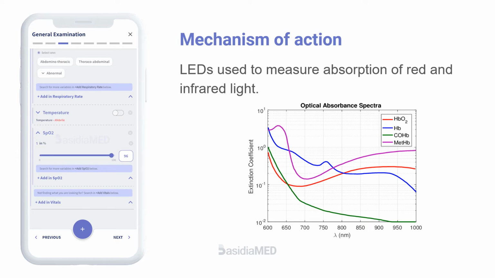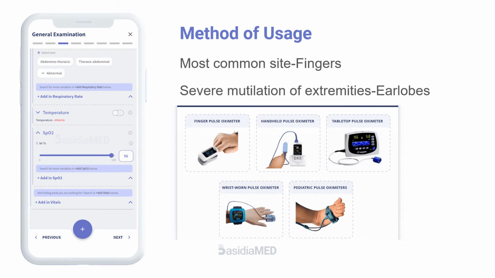The device uses LEDs of different colors to measure the absorption of red and infrared light in the extremities. The difference in absorption between oxygenated and deoxygenated hemoglobin makes the calculation possible. Pulse oximeters come in various forms, such as finger pulse oximeters, handheld, and tabletop oximeters.